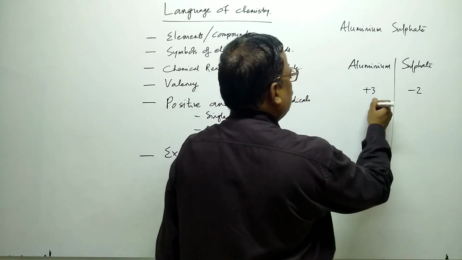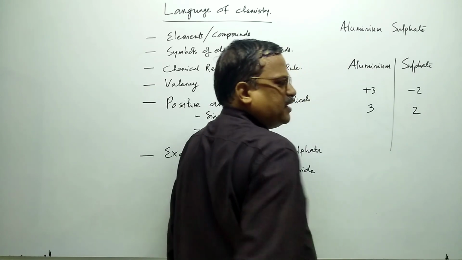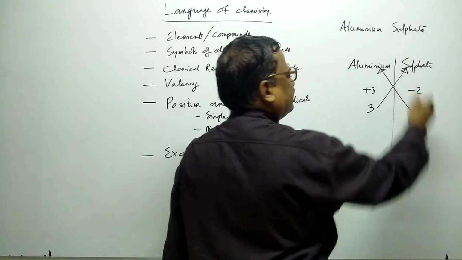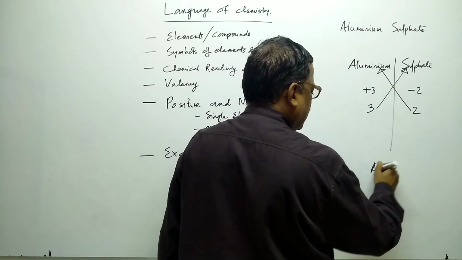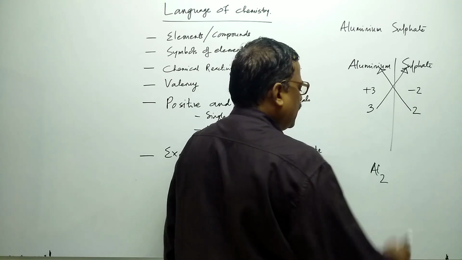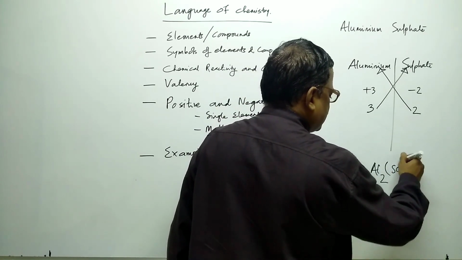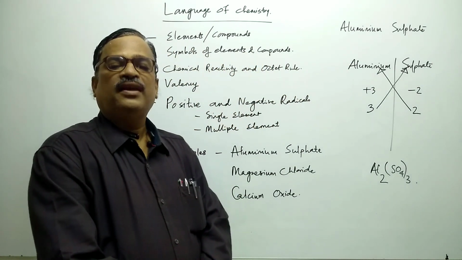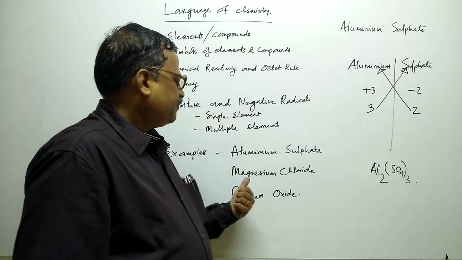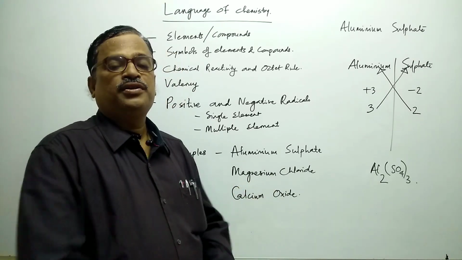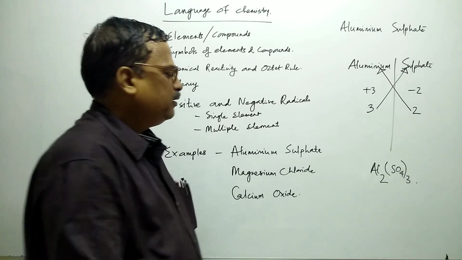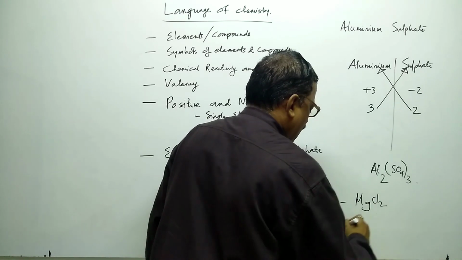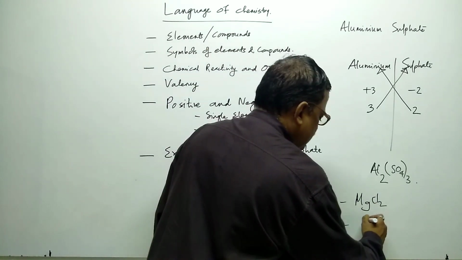Write the numbers without charge, and cross multiply. Multiply 2 with aluminium and 3 with sulfate. So what do we get? We get Al2(SO4)3, and that is the molecular formula of aluminium sulfate. In similar fashion, the formulas for magnesium chloride and calcium oxide can also be written. For example, magnesium chloride is MgCl2, and the formula for calcium oxide is CaO.